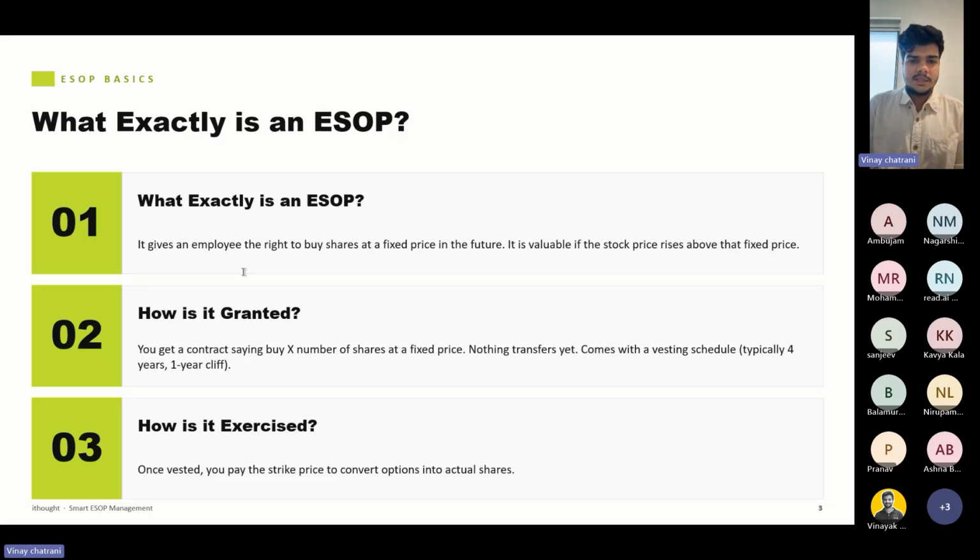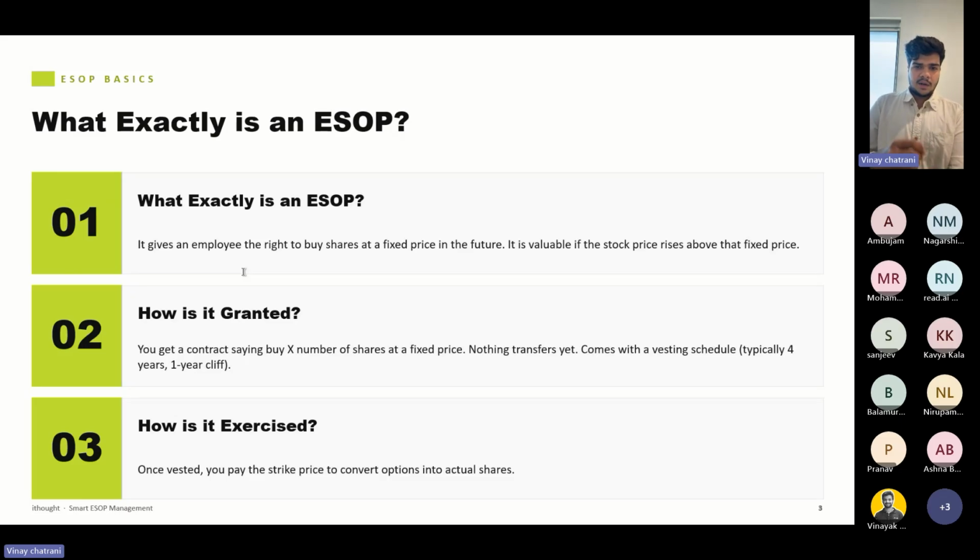ESOP has three stages to it. One is it has to be first granted to you. The company has to see that you have been working here for a long time. They have to trust you and they have to grant it to you. It usually comes with a cliff period. So let's say your ESOP granted to you will vest in 4 years. I'll explain these terms. So yeah, there's a 1 year cliff. 1 year you have to stay with the company, after which they'll let you have the share of the pie. That is the shares of the company.